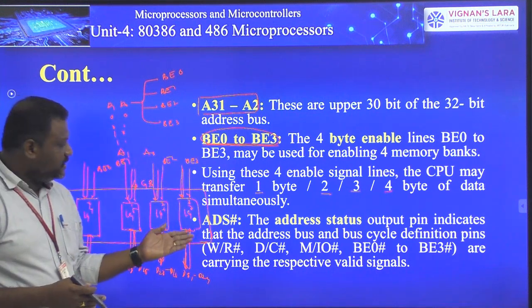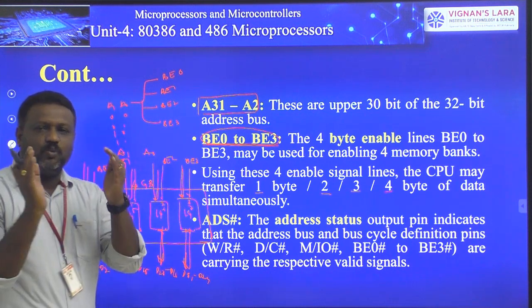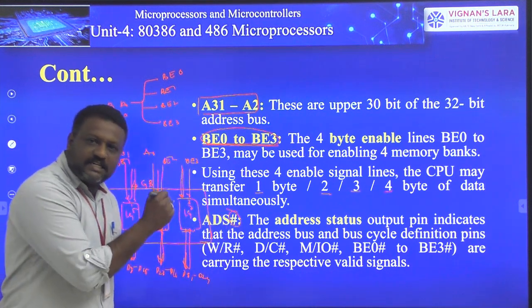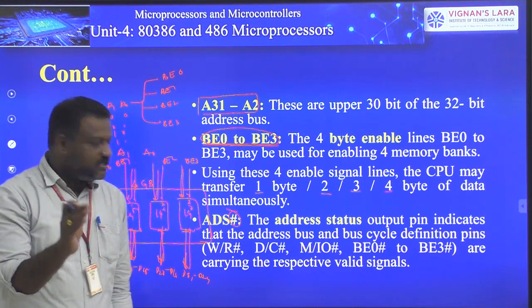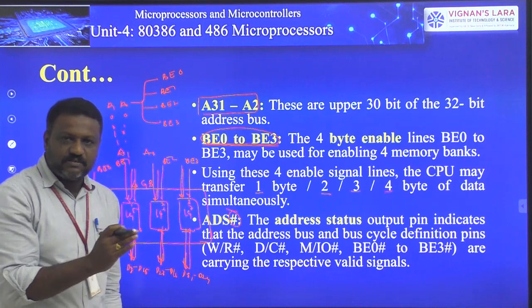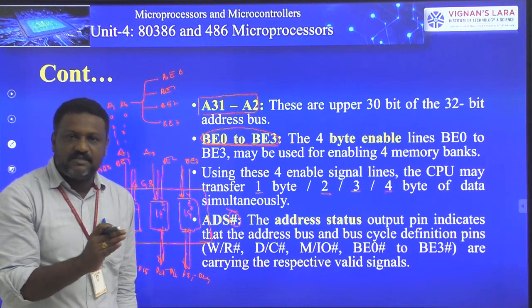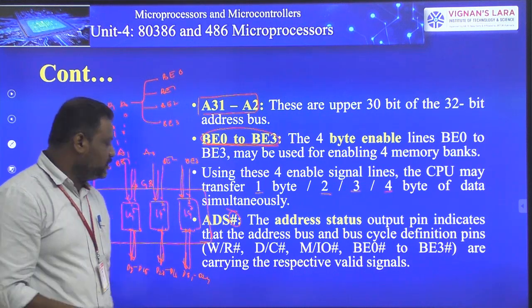And next, ADS#. One thing you remember, friends, wherever you find this hash, that indicates that the corresponding signal is an active low signal. I repeat, friends, wherever you find a hash beside your signal name, that particular signal is considered an active low signal. So you have to remember that.